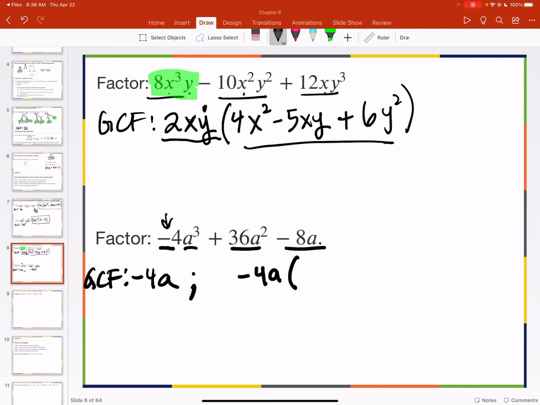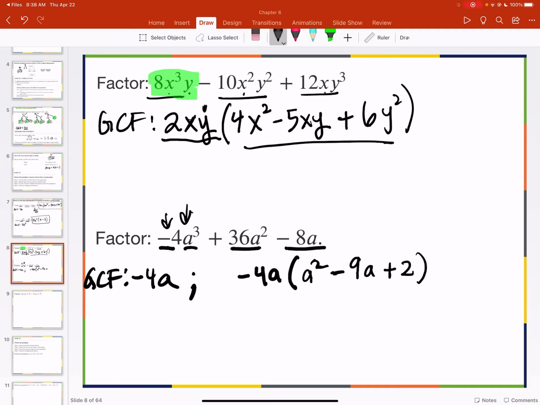And then I'm going to see what else I multiply by each term to get this inner, right? So I have here a squared, okay? And then it's going to be a minus because I'm factoring out a negative. So this is going to be 9a. And then here I have a plus because it's negative, so then 2.